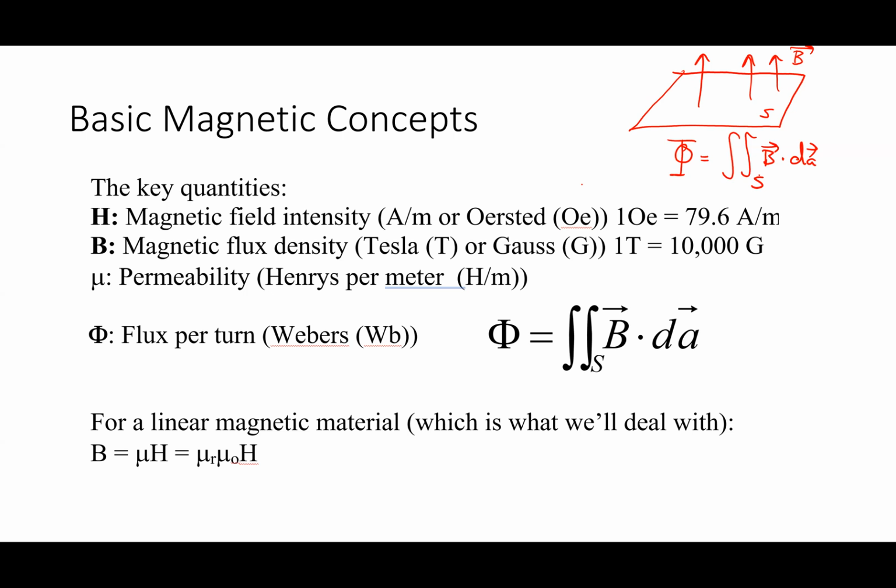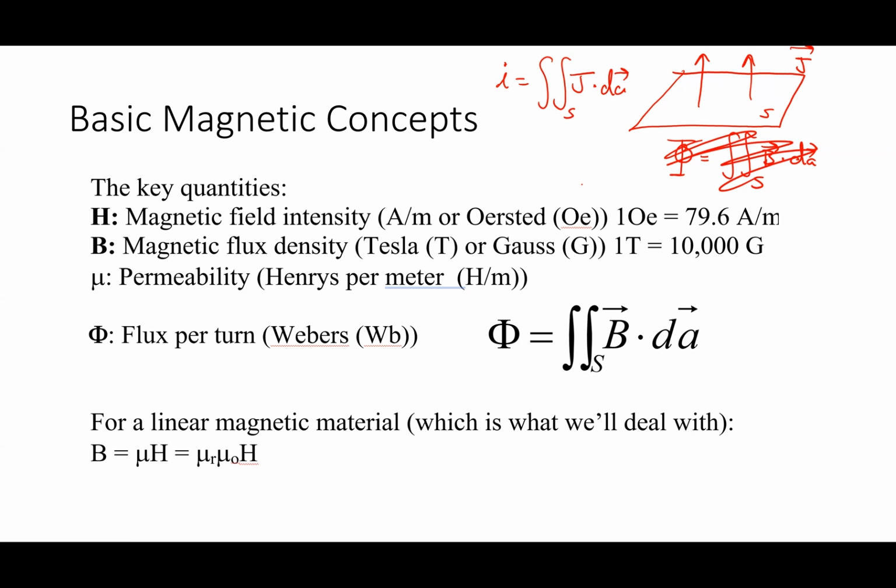So if this was a wire and I could call this J, and I had a J coming through here, I would say the total current here is J dot dA. We're going to use that later on.